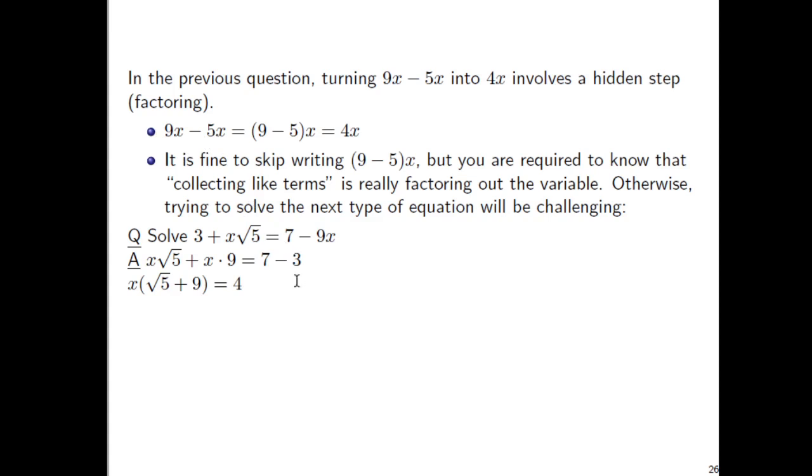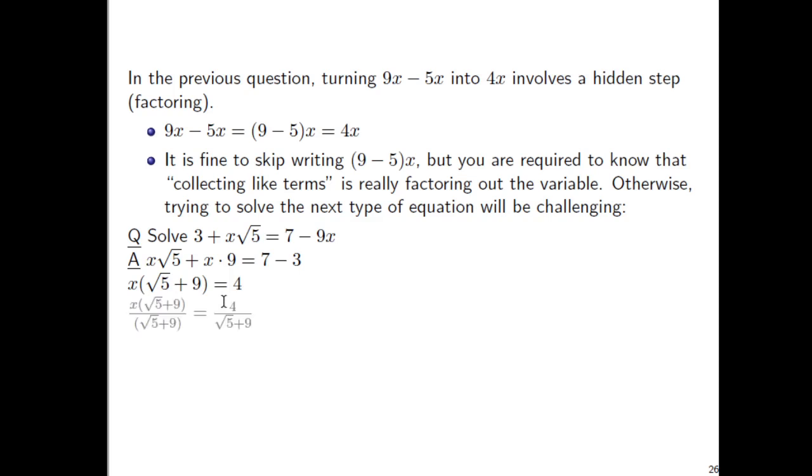I want you to look at the work at the top where the bullet point is, 9x minus 5x, turning into (9 minus 5), then times x, then turning into 4x. I want you to see that in the same way as the left side, which used to say x root 5 plus x9, turning into x times (root 5 plus 9). I want you to see those as really the same process.